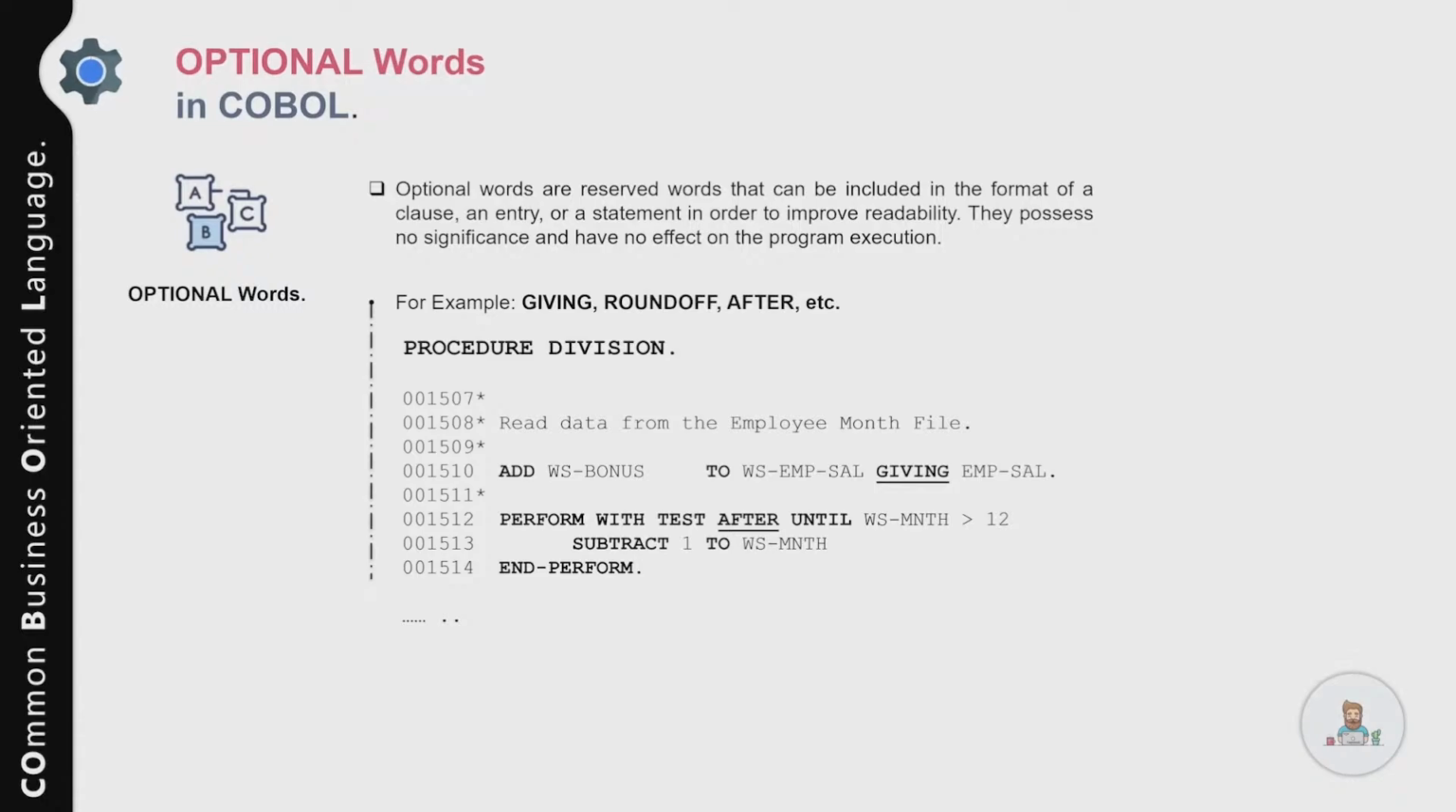And if you look at the example, similarly, we have used the procedure division to specify our business logic. And if you look at the statement, we are using add bonus to employee salary, giving EMP-SAL. So in this case, giving is actually an optional word. You can write this statement with the help of the compute statement also. Similarly, if you look at the perform statement, in this case, after is an optional keyword. So as of now, just remember that these are optional keywords which are used to improve the readability of the code, and they do not have any effect on the execution of the program.